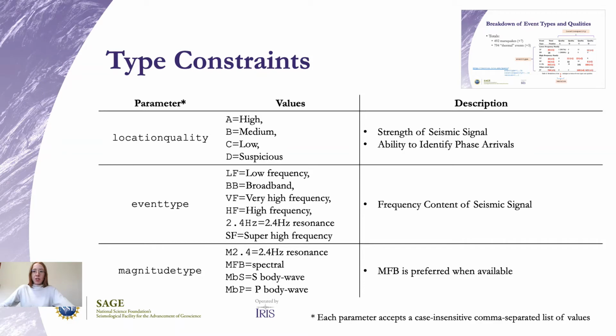The reason why some events have locations and others don't comes down to the quality of the signal. This location quality is a characterization of the seismic signal. It relates how strong it is and how easily MQS is able to identify phase arrivals. It's graded A to D, where D is possibly not seismic, and A quality events are ones for which locations can be determined.